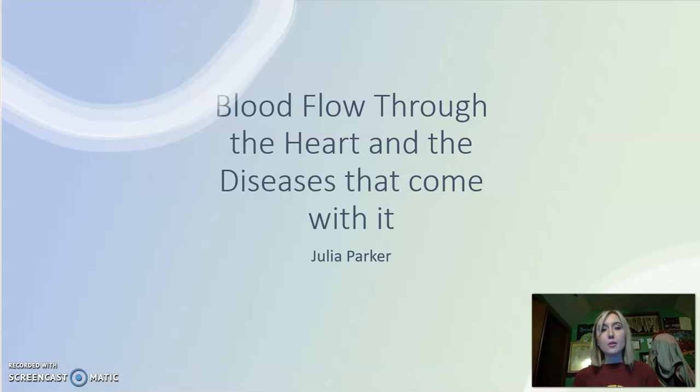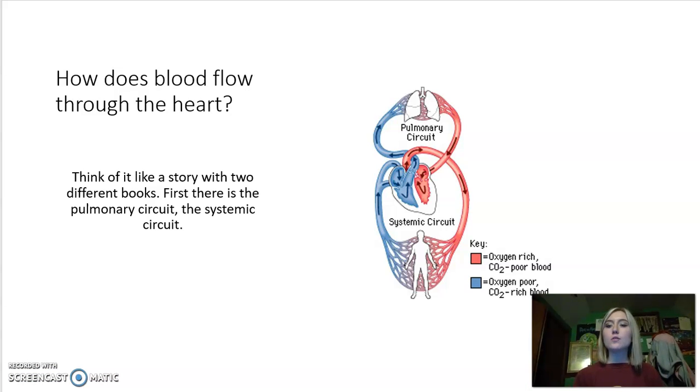When we talk about blood flow through the heart, we will be primarily only talking about how blood flows through the organ, the heart, and not how blood flows throughout the body. So when we think about blood flowing through the heart, it is best to start with the two different circuits. First we have the pulmonary circuit and the systemic circuit. I like to think about it like a story with two separate books. One story being the pulmonary circuit and one story being the systemic circuit.